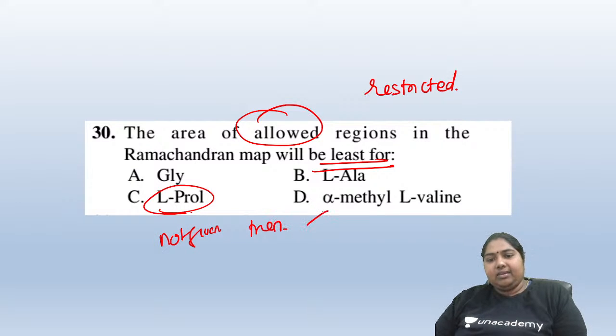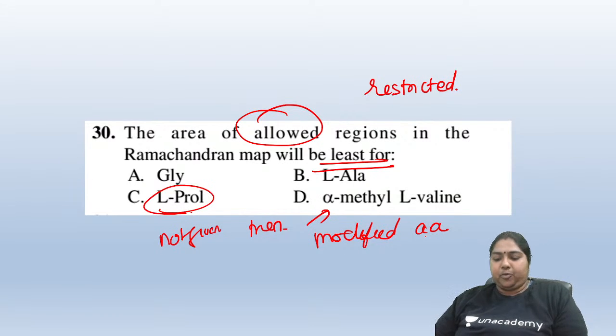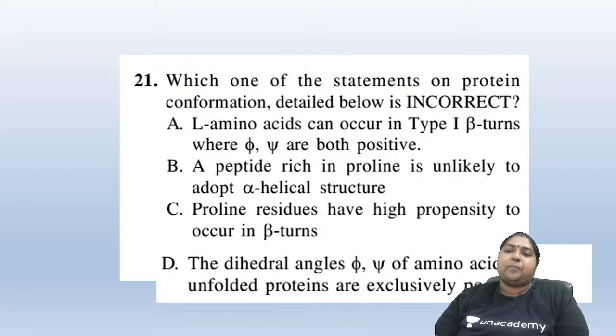Okay, right. So if at all proline is not given in the options, then modified amino acids. Understood? If proline is there, proline is correct. If proline is not there, then you have to go with the next one. Okay. So which one of the following statements is incorrect?